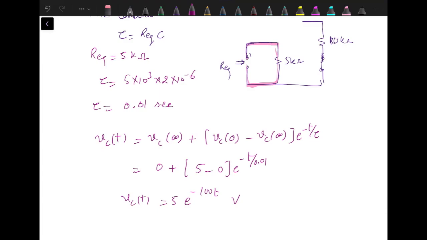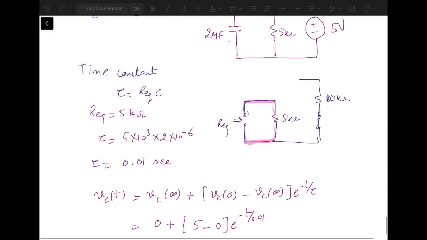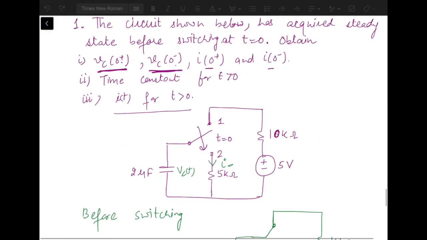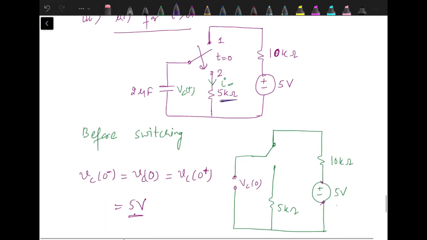So this is the value of voltage across the capacitor for t greater than 0. But the question was that we had to find out the current I for t greater than 0, which is the current through this 5 kilo ohm resistance. Now how to find out this? We can actually find out the current through the capacitor, and then we can calculate the current.